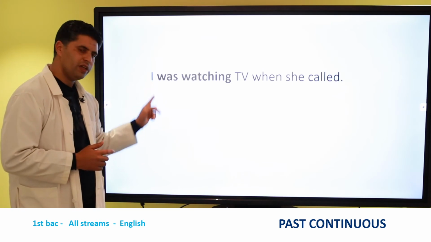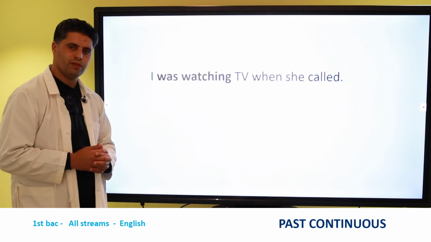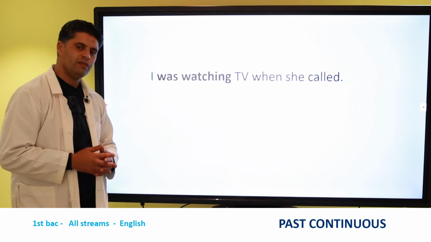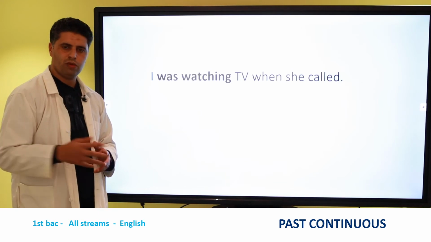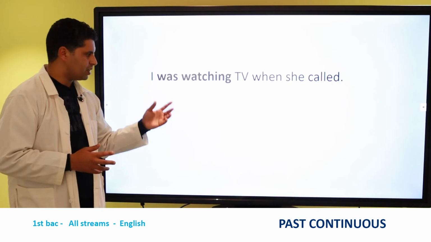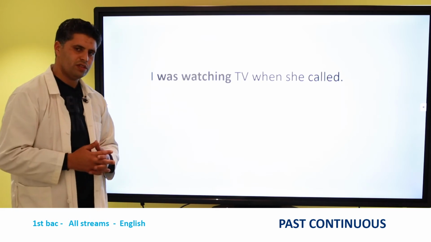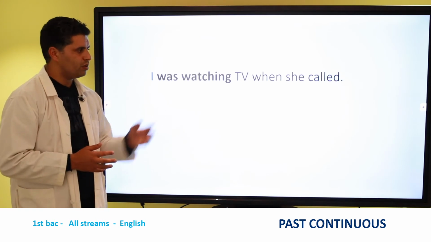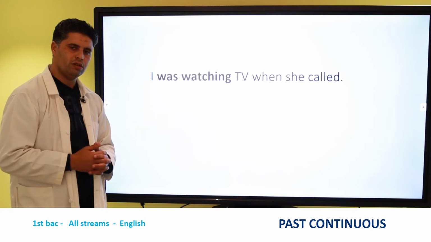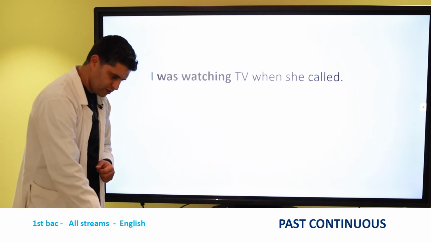As you can see here, we have a subject and we have the verb to be in the past simple. And here we have the -ing form of the verb to watch. Watch, when we add the ing, it becomes watching. Okay, and the second action, which is a short action, of course, must be used in the past simple. That's why we said she called. I was watching TV when she called.